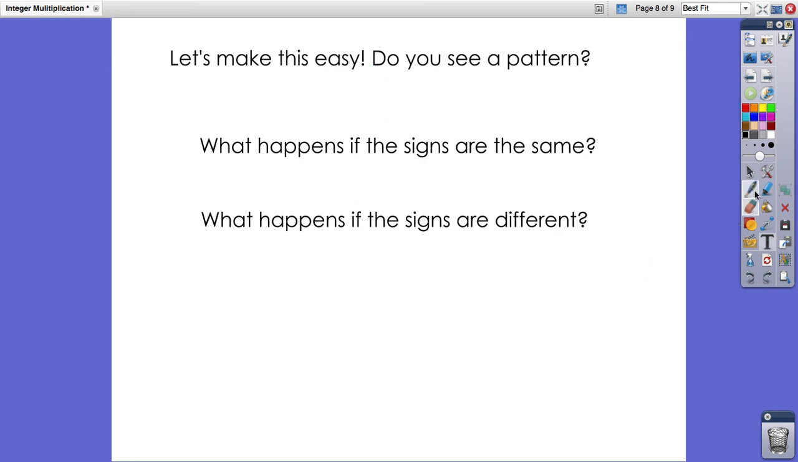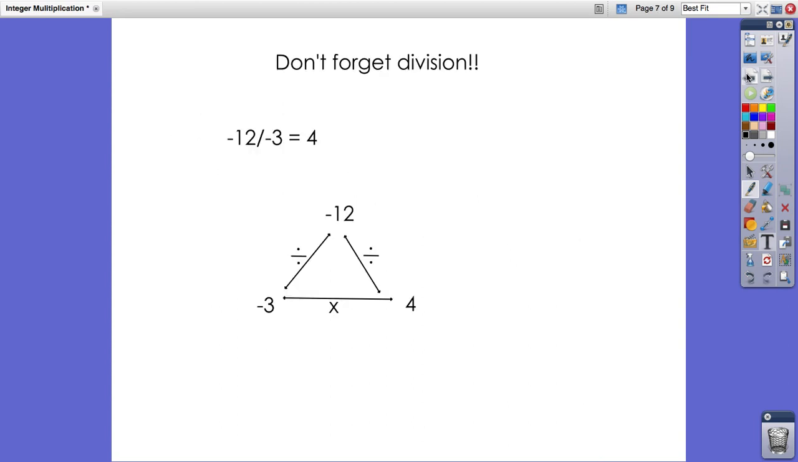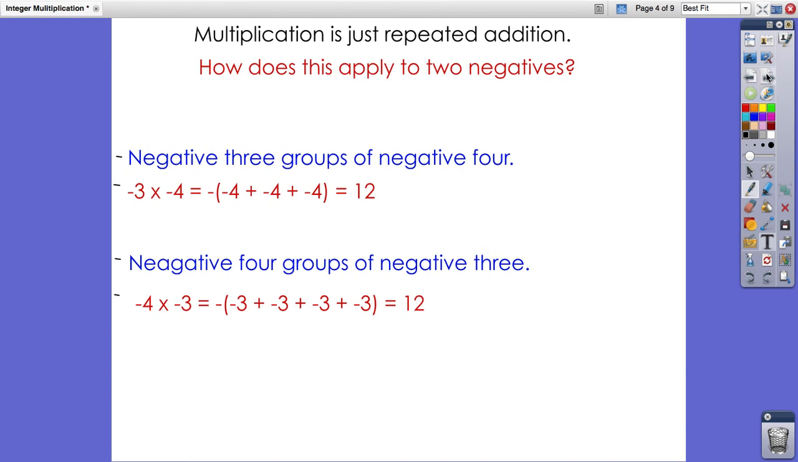Well, as it turns out, and it really is this simple, in multiplication and division, if the signs are the same, it's always going to be positive. And if the signs are different, your quotient or your product, the answer to your division or multiplication problem, is always going to be negative. And as you can see, that is derived from a pattern and from logic based on repeated addition and our understanding of division.